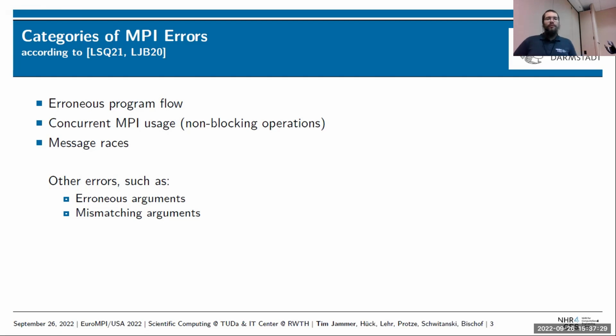And the same goes for erroneous program flow, let's say wrong ordering of collective operations, for example. If there is no defined order between two operations because they are logically concurrent, then the question is, are all possible orderings correct orderings?